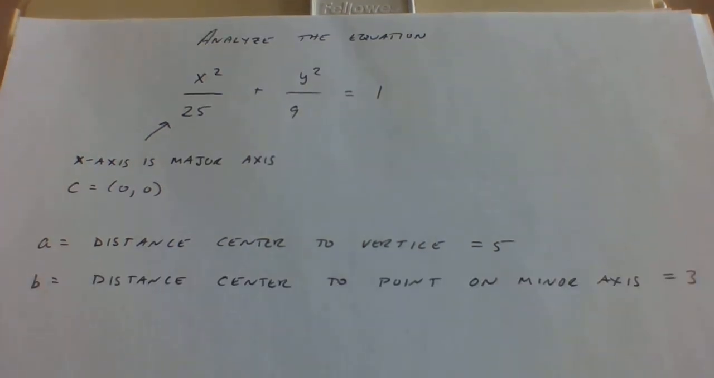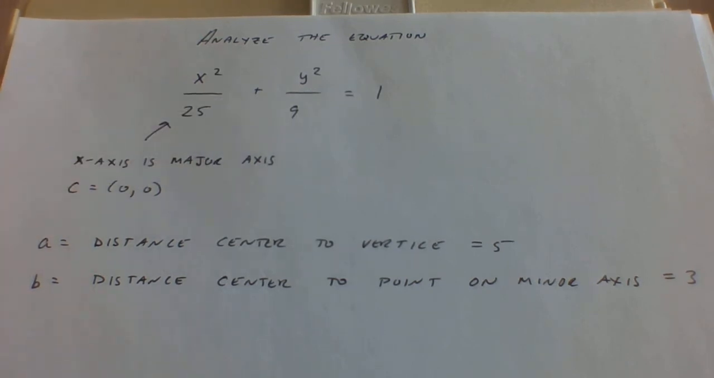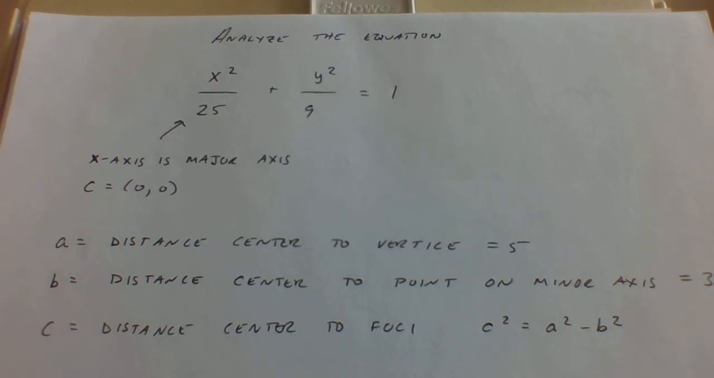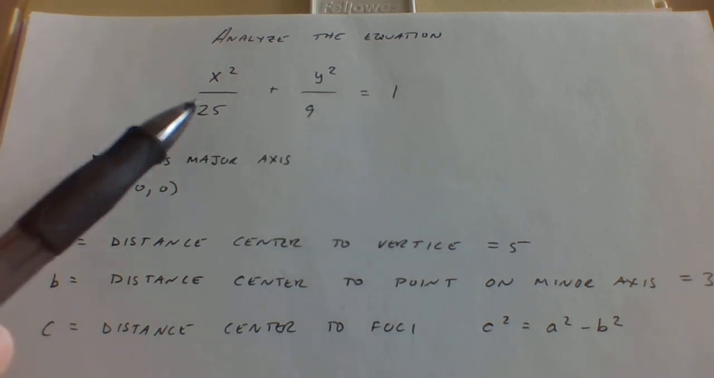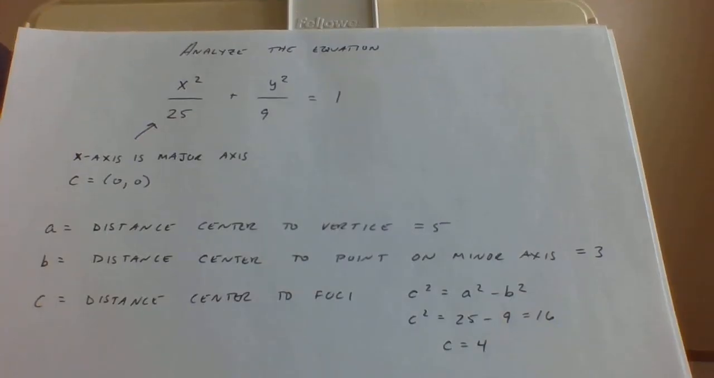Your b value, which in our case is going to be the square root of 9, or 3, is going to be the distance from the center out to one of those points that appears on the minor axis. And c is going to represent our distance from the center out to one of the foci, and we're going to be using the equation c squared equals a squared minus b squared to get that. Think of it as we're going to be subtracting these two numbers and then taking the square root to get our c value. Our c value in this case is going to be a 4.